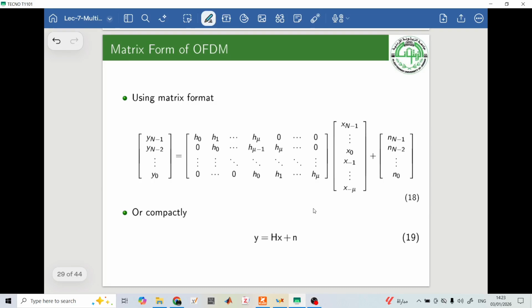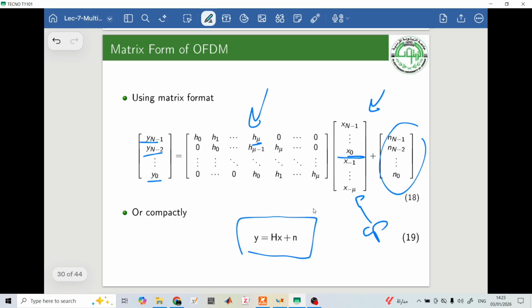We can represent OFDM in matrix format, which is very useful. So this is the channel that we have. Note that it has mu samples. And here we have the signal, the pulses, or the symbols that we are using right here, and those are the cyclic prefix. Of course, this is the noise vector. So this is in each subcarrier, and this is the channel here. We can put them in matrix format in this case.